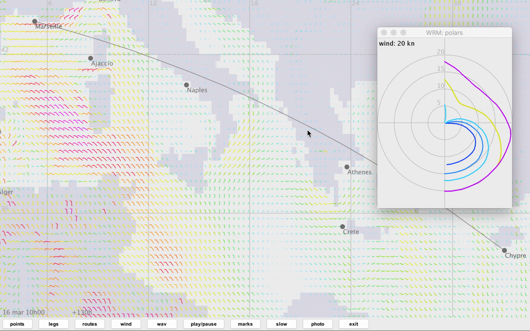You can see in the small windows on the right the polars that represent the speed on ground of the vessel depending on the power level of the engine and on the speed and direction of the wind. The various curves correspond to various power levels of the engine.